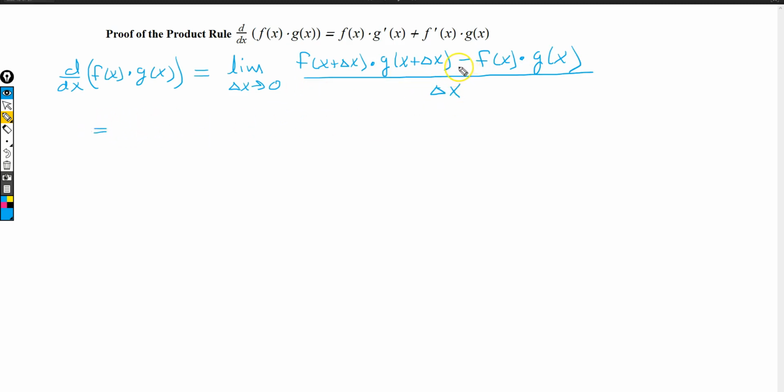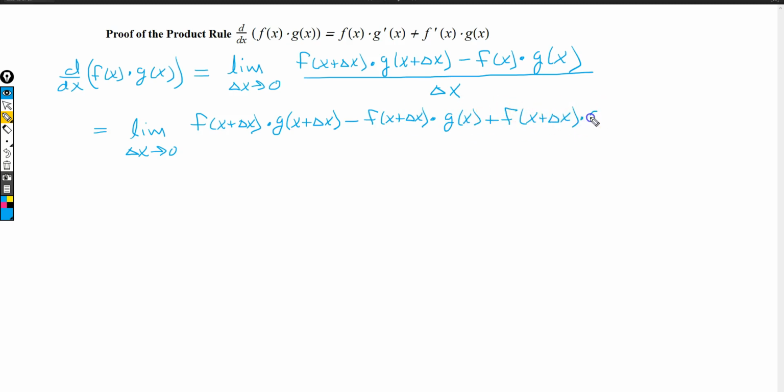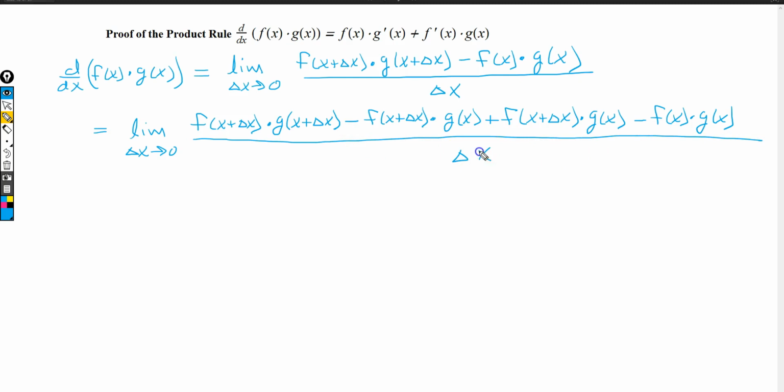Now what we're going to do is one of those math tricks. We're going to add something in and subtract it back out. And this is what we're going to add in and subtract back out. Oh, that's a lot to write. And so now we divide all that by delta x. You see what we added in and subtracted back out were these two terms. We added in this term right here, f of x plus delta x times g of x, and it's being subtracted out right here.